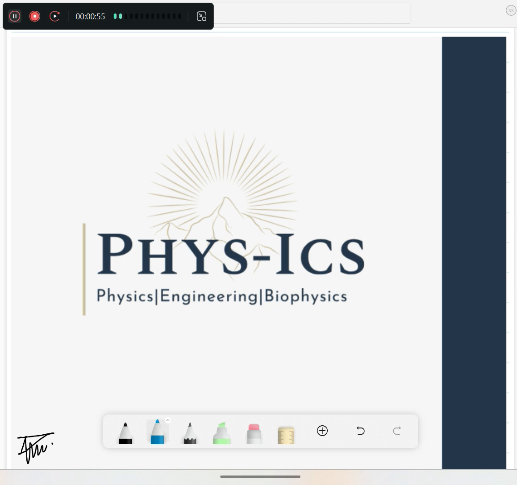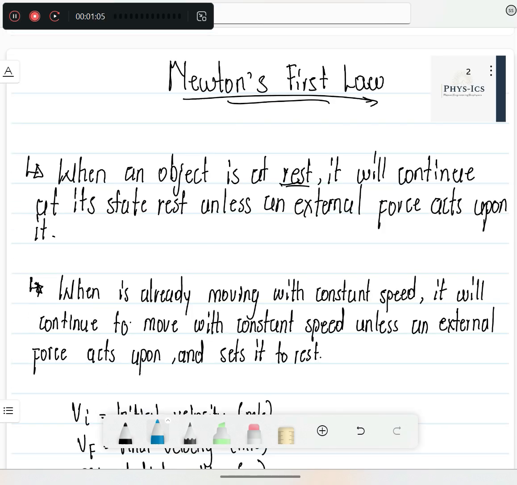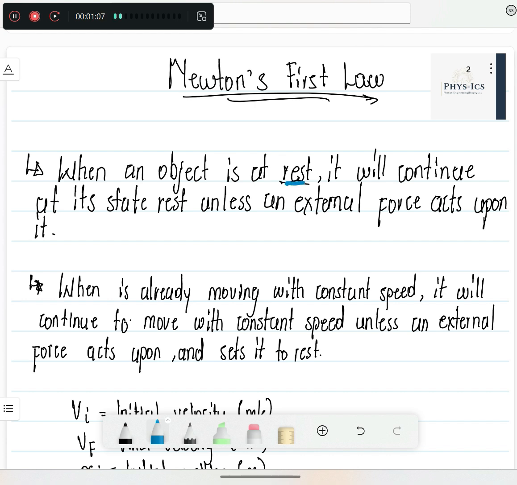If we remember very well, Newton defined his first law as he said that when an object is at rest, it will continue at its state of rest unless an external force acts upon it and sets it into motion. And he came back to say, when the object is already moving with a constant speed, it will continue moving at its constant speed unless an external force acts upon it and sets it to rest.